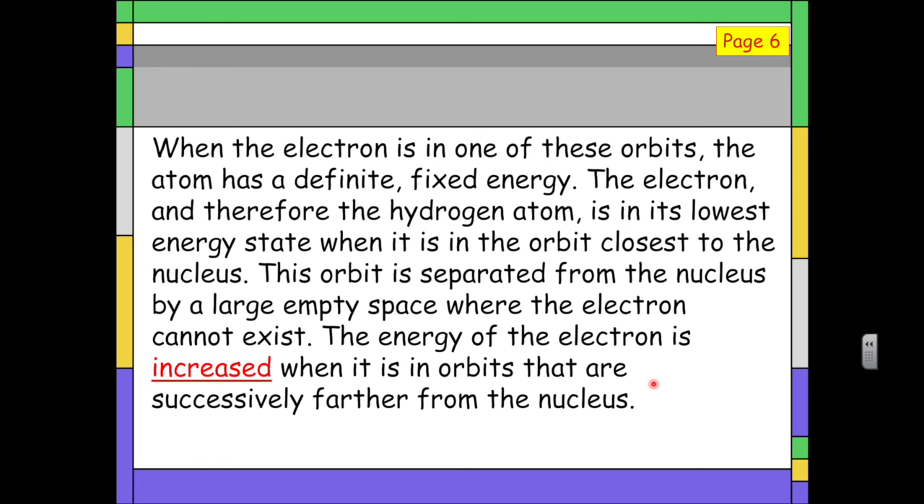It's from Niels Bohr. When the electron is in one of these fixed orbits, the atom has a definite fixed energy. The electron, and therefore the hydrogen atom, is in its lowest energy state when it is in the orbit closest to the nucleus. The orbit is separated from the nucleus by a large empty space where the electron cannot exist. The electron cannot exist anywhere in between. The energy of the electron is increased when it is in orbits that are successively farther from the nucleus.